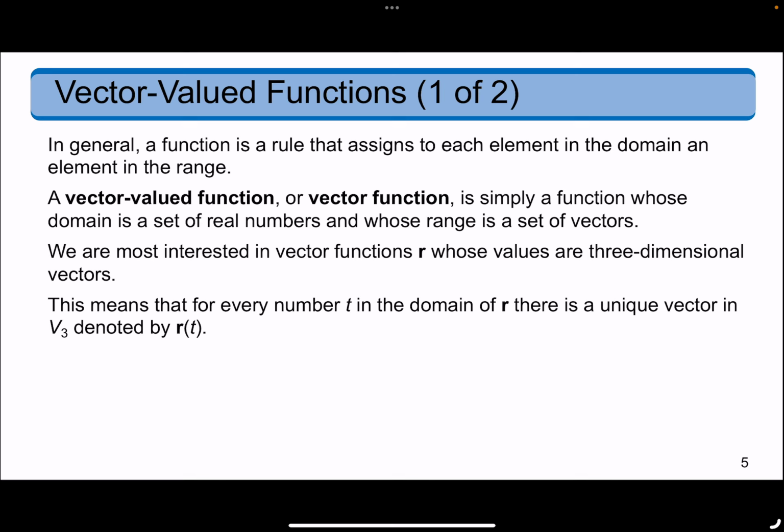We are most interested in vector functions R whose values are three-dimensional vectors, meaning there would be three components: x equal to f of t, y equal to g of t, and z equal to h of t. This means that for every number t in the domain of R, there is a unique vector in V sub 3, denoted by r of t.